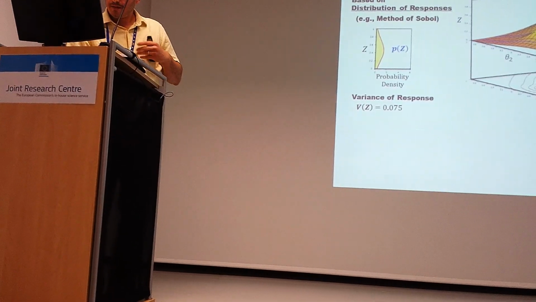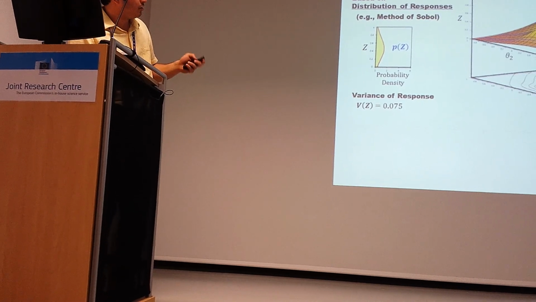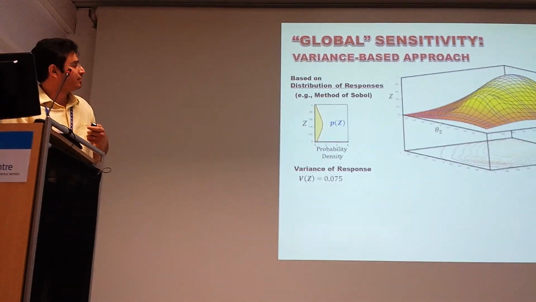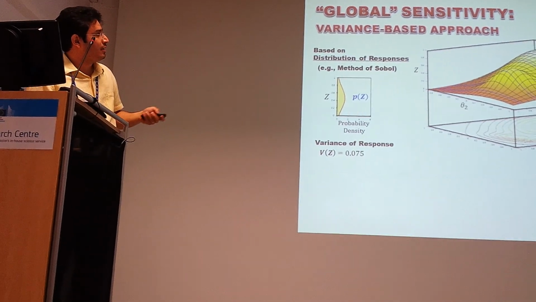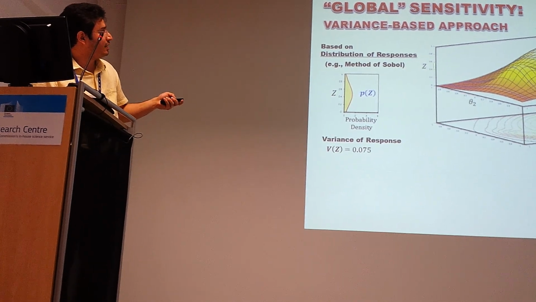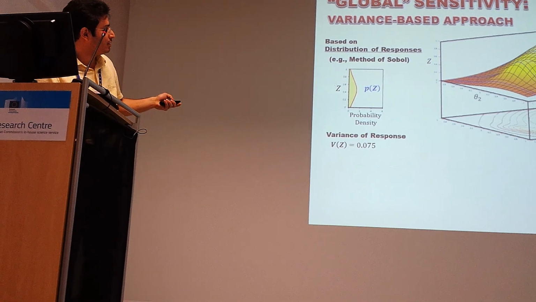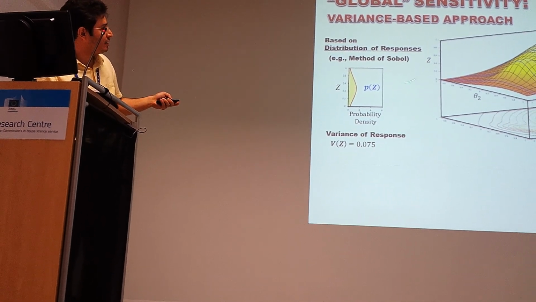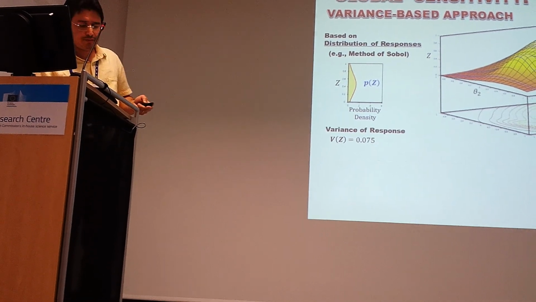The other very commonly used approach is the variance-based approach, and that's based on the recognition that the response surface could be described by a PDF function. So if I throw in thousands of points across the parameter space and evaluate all the z values and derive the PDF function, I'm looking at something like this: probability density versus z, with the variance of the function.